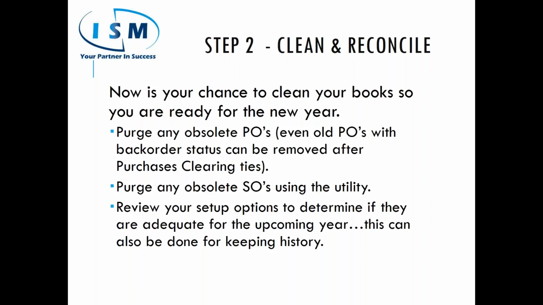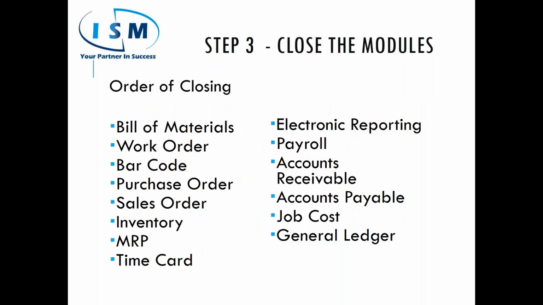And then finally, you'll want to go ahead and review your setup options to determine if they're adequate for the upcoming year. Certain things in the setup options, for instance, every single module has an area where you can fill in how much history is kept. And say if you have history at 3 years, when you run your period end, it would clear out any data that's past that, which is also why you want that snapshot.